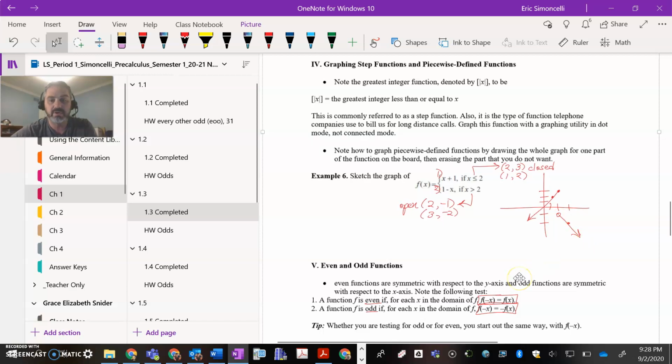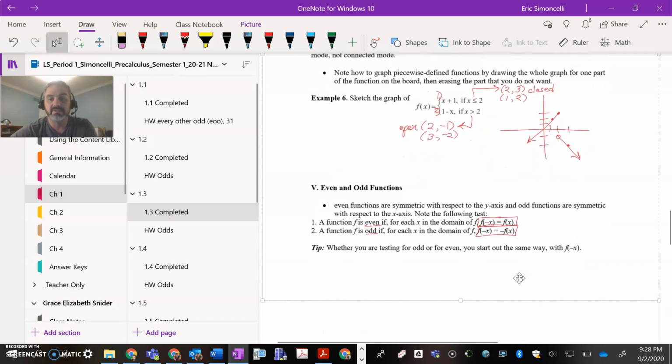The last part of our lesson today is even and odd functions. Even functions are symmetric with respect to the y-axis, and odd functions are symmetric with respect to the x-axis. Note the following test. In order to determine whether or not a function is even, f of negative x is going to be equal to positive f of x. Odd, f of negative x will equal negative f of x. As a tip, whether you are testing for odd or even, you start out the same way. In other words, with f of negative x.